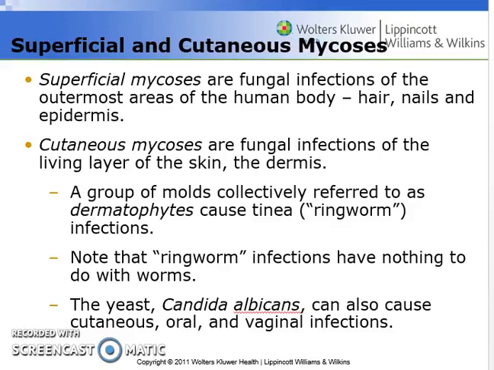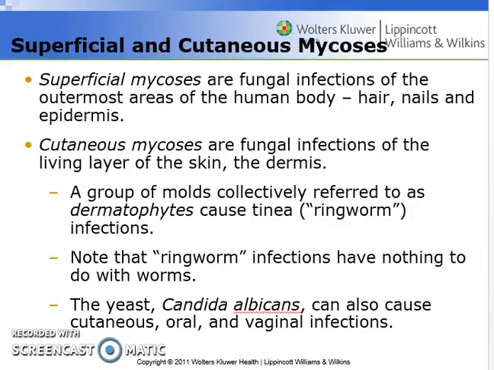And to delve into the different types of infections that you can have, superficial mycoses are infections that occur in the outermost areas of the human body. So individuals that suffer from fungal infections where you have fungus growing on hair, or fungus growing on nails, or fungus growing on the epidermis, those are going to be considered superficial mycosis infections.